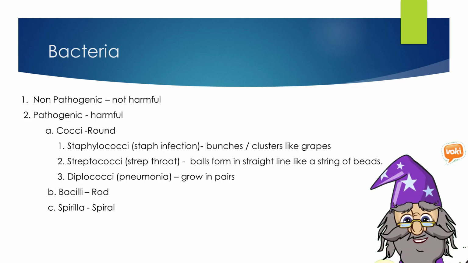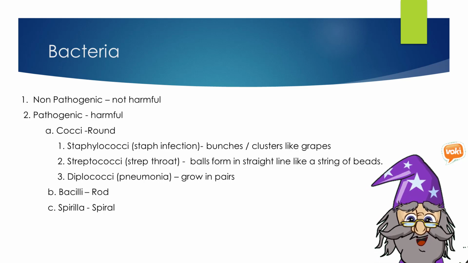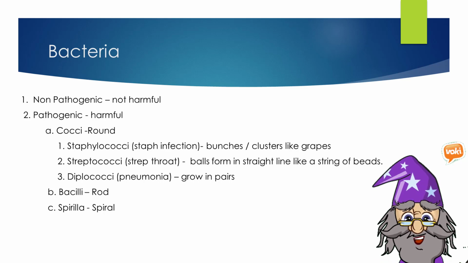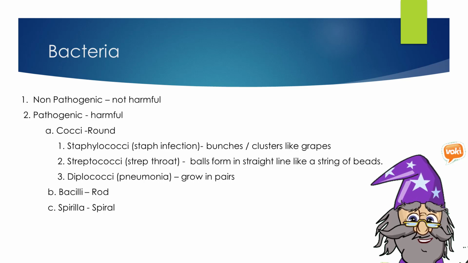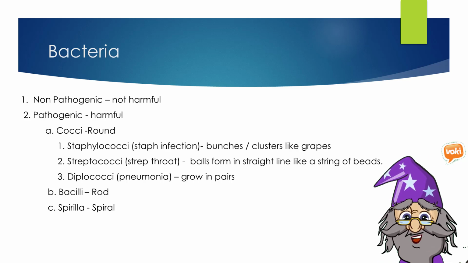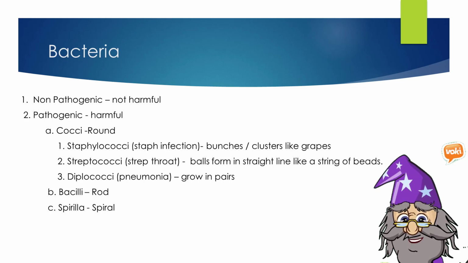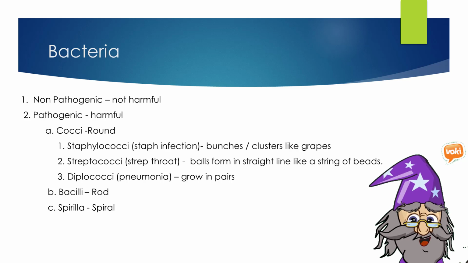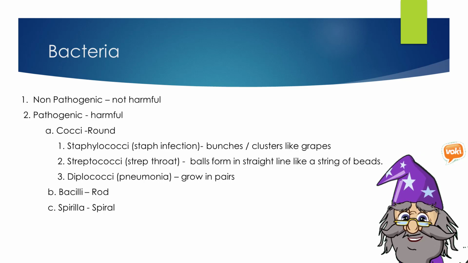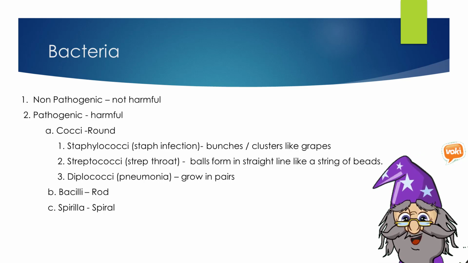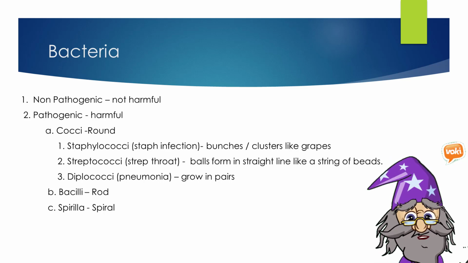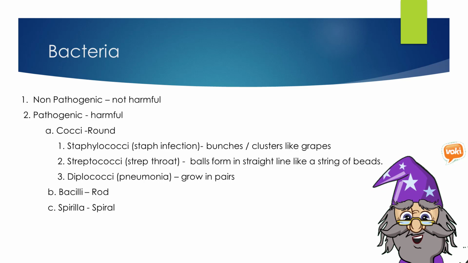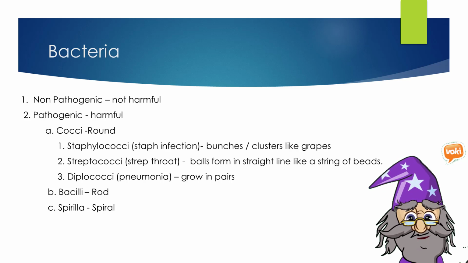The second subclassification of Coxa bacteria are Streptococcus. Streptococcus bacteria cause strep throat infections. Streptococcus are round in shape and grow in chains like a string of beads. The third subclassification of Coxa bacteria are Diplococcus. Diplococcus bacteria cause pneumonia and similar infections. Diplococcus are round in shape and grow in pairs.